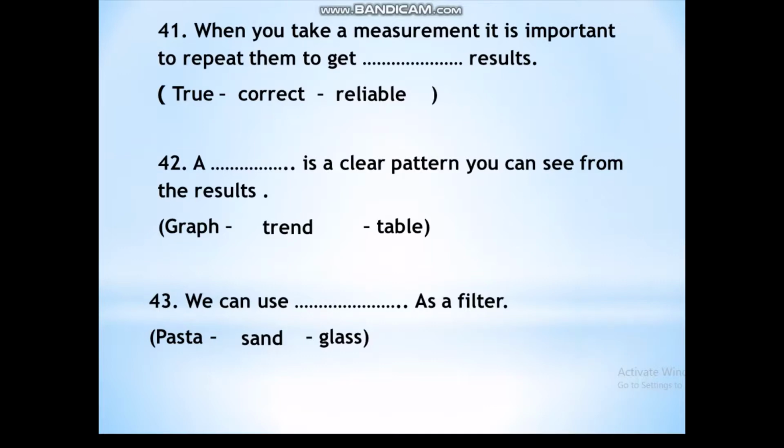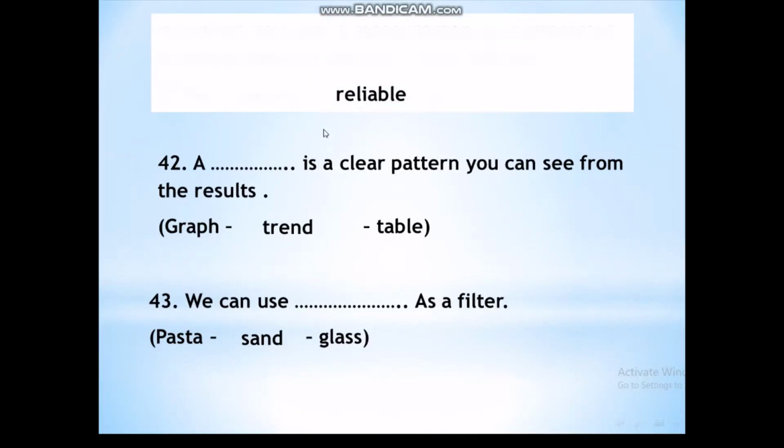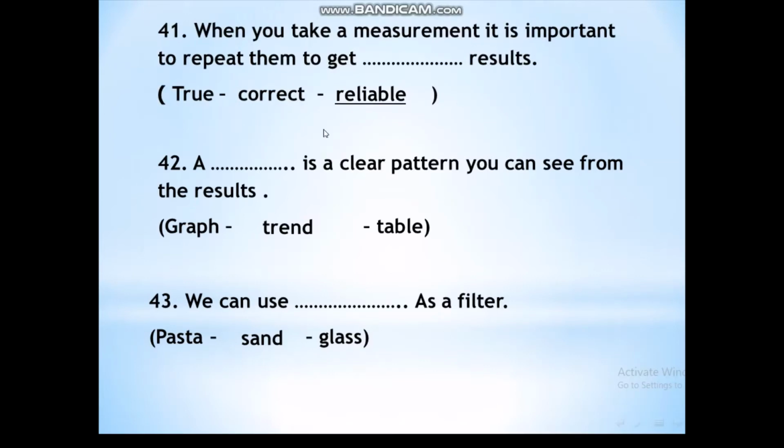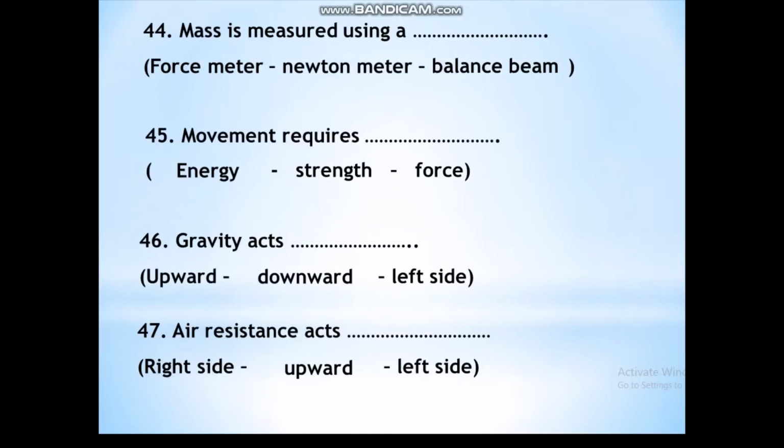Next. 41. When you take a measurement, it is important to repeat them to get reliable results. 42. A trend is a clear pattern you can see from the results. The answer, trend. 43. You can use sand as a filter, and the answer is sand. 44. Mass is measured using a balance beam. 45. Movement requires energy.